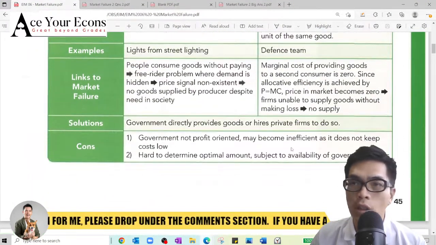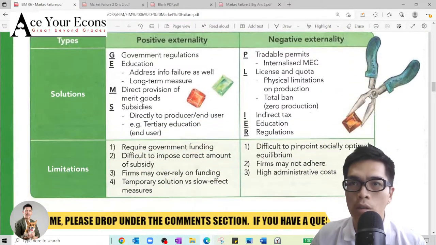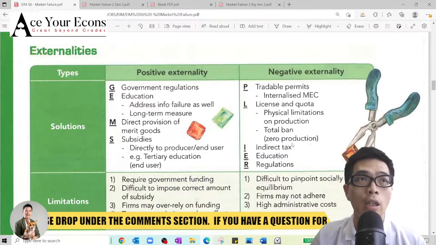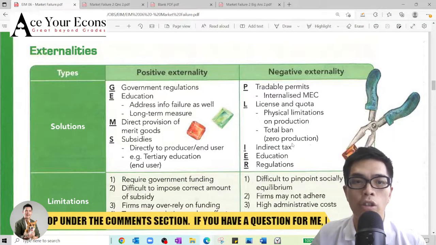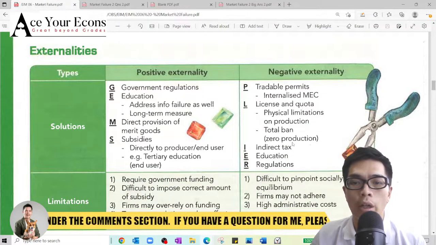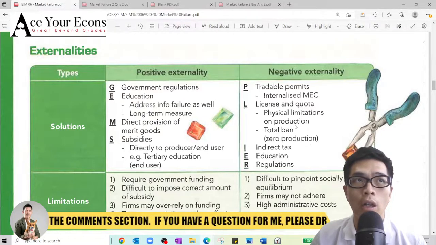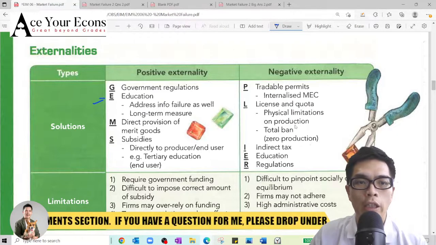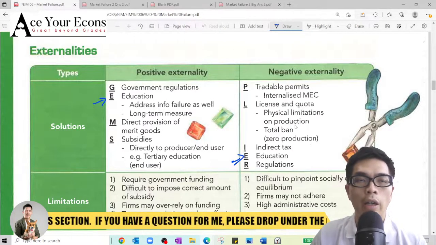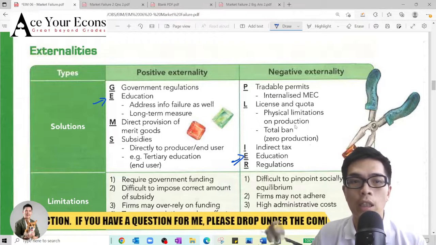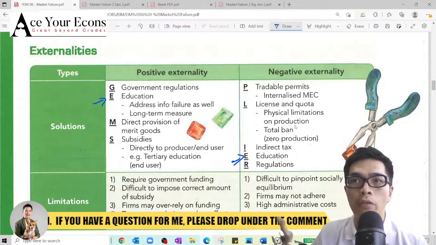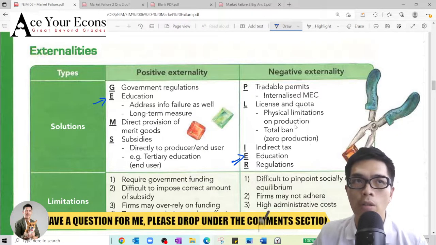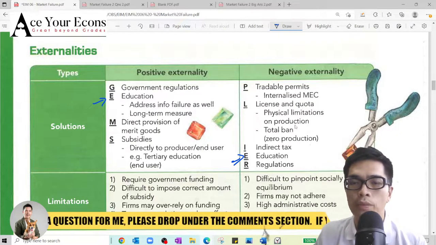Ladies and gentlemen, for those who did not use what we've provided in the book, it's at your own risk. This is what we recommend: GEMS and PLIER. I want you all to focus on how to use GEMS and how to use PLIER. With the exception of the E-based policies, the rest are targeted at externalities. E-based policies are primarily info failure driven, so you may want to highlight that the education-based policies are info failure driven.